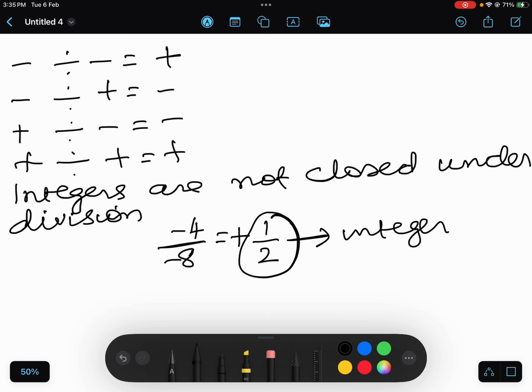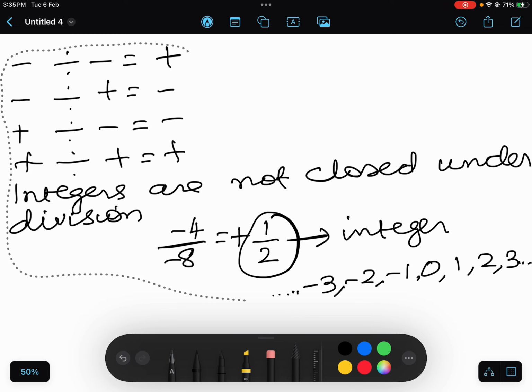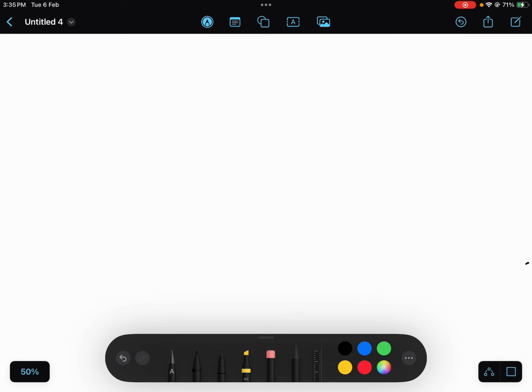I told you integers means it will be like -3, -2, -1, and it can go on like this, 0, then positive numbers. So you don't get fractions here. So integers are not closed under division. Then what about the commutative property? Actually, division is not commutative for integers. So division is not commutative.